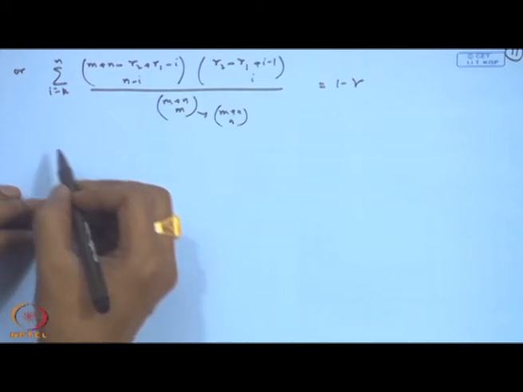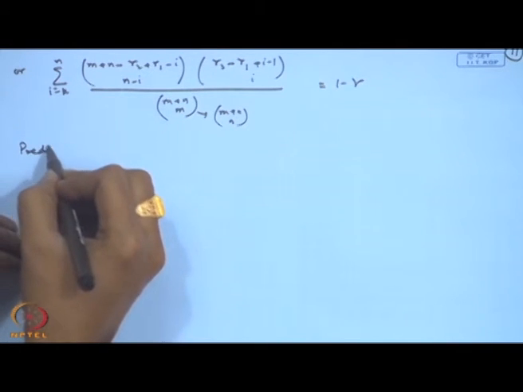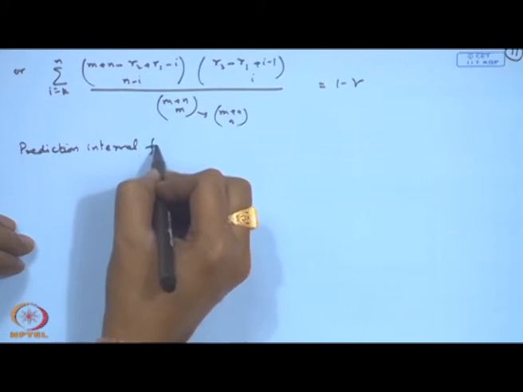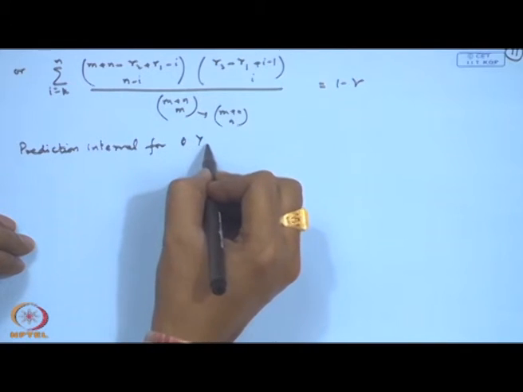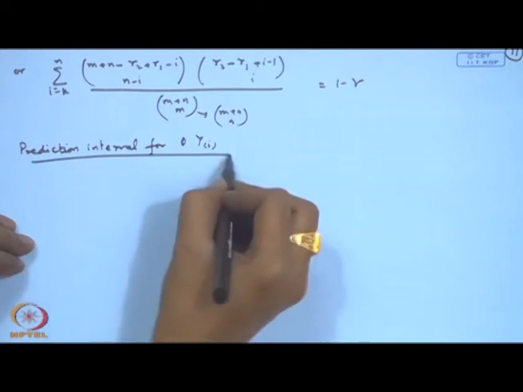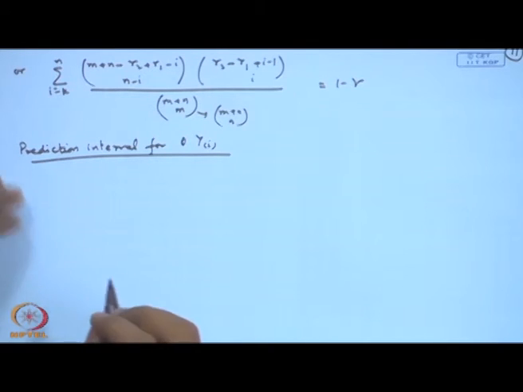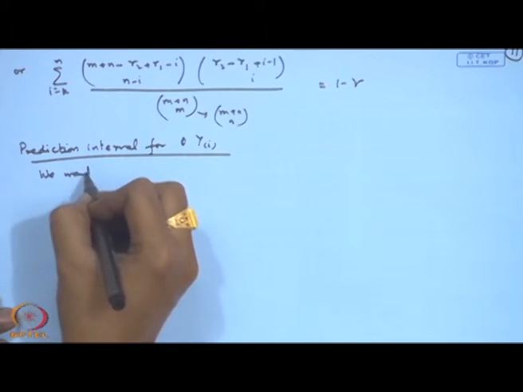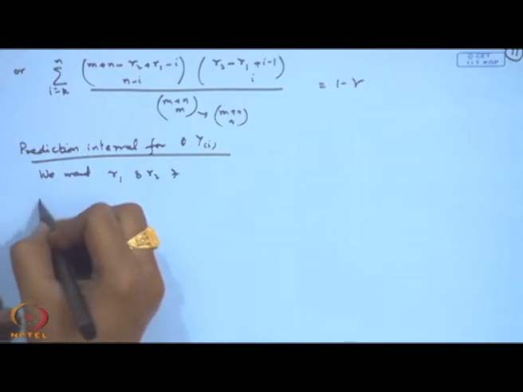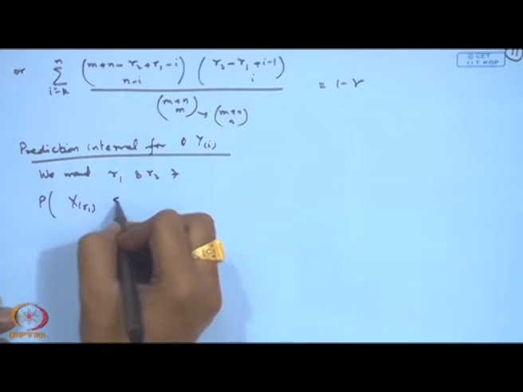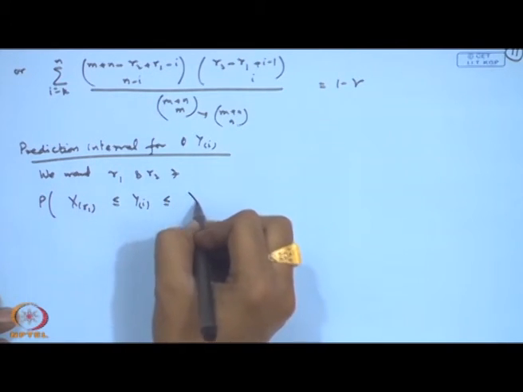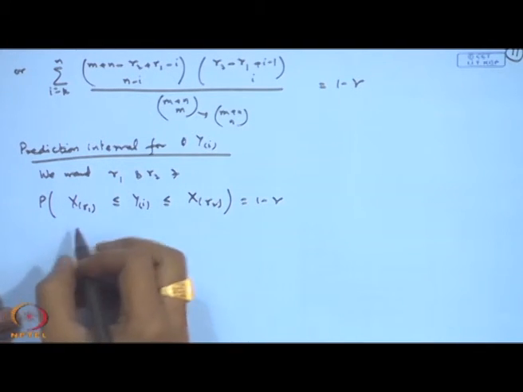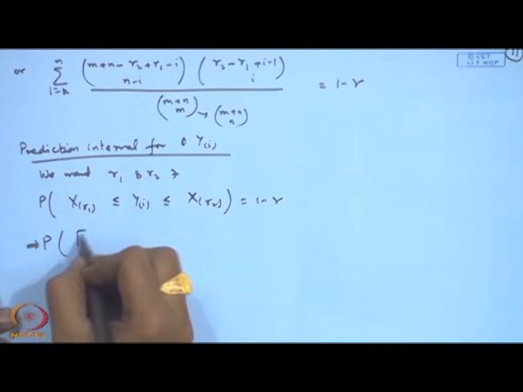In a similar way, I can consider a prediction interval for the ith order statistic from the second sample, say. That means, we want R 1 and R 2 such that probability of x R 1 less than or equal to y I less than or equal to x R 2 is equal to 1 minus gamma. Let us take here the empirical distribution function.